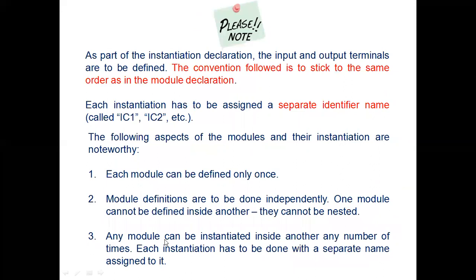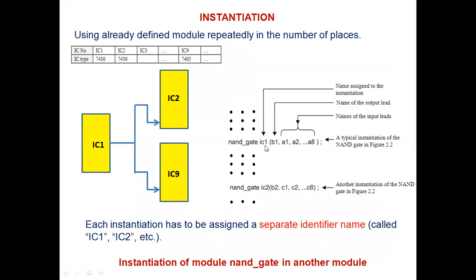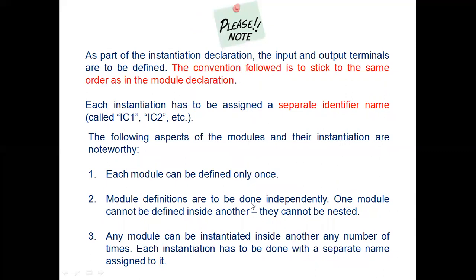Any module can be instantiated inside another any number of times. Each instantiation has to be done with a separate name assigned to it, like the names you have given here, IC1 and IC2. Please make a note of all these things. Then it will be easy for you to understand Verilog programming in the coming sessions.